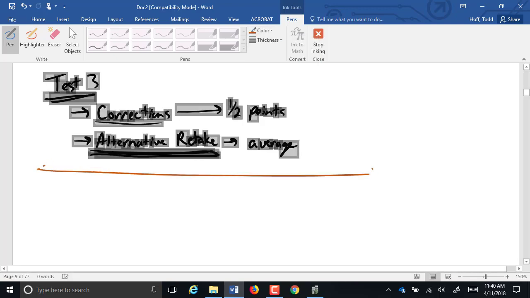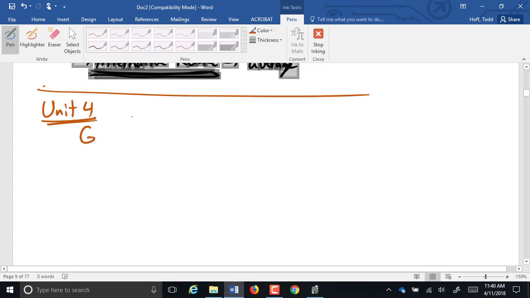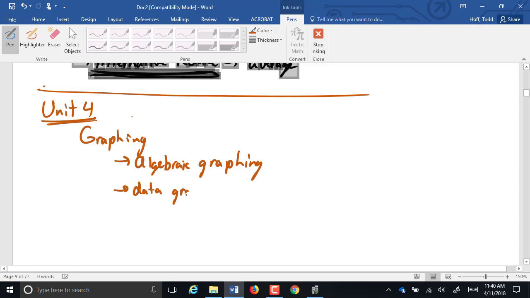So now we're doing Unit 4, which we're starting today. Unit 4 is on graphing. There's going to be a couple of different types of graphing. We're going to talk about algebraic graphing, which is really the heart of the class. We're going to probably spend 4 or 5 hours on that, maybe even a little bit more. And then we'll talk about data graphing, which really only takes about a class to get through.